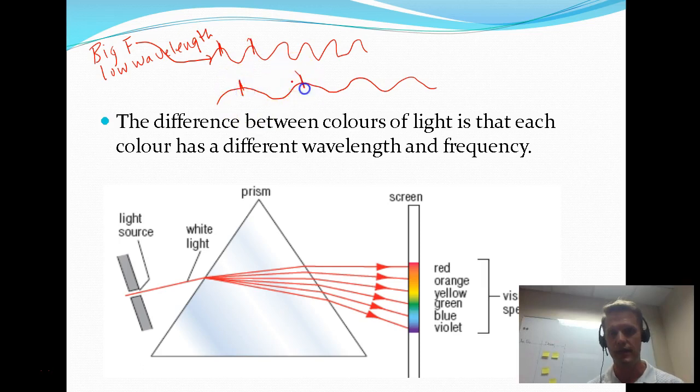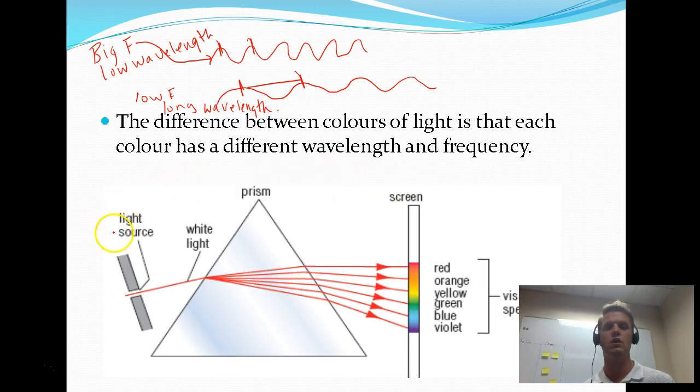If you have a low frequency, that means there's not a lot of waves. There's only 4 waves on this line, and you have a very long wavelength. Okay? That's really ugly writing there, but you get the idea.